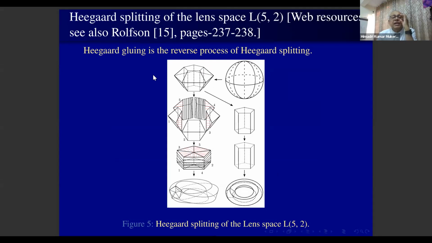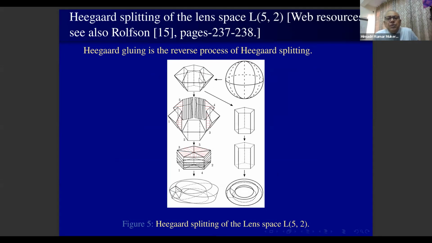Now the Heegaard gluing I was talking about. Heegaard gluing is the reverse process of Heegaard splitting. If you split a manifold into two handlebodies, that is splitting. And if you glue the two handlebodies to form the manifold, then it is Heegaard gluing. So therefore, this is a solid 3-sphere. The solid 3-sphere can be written like this.